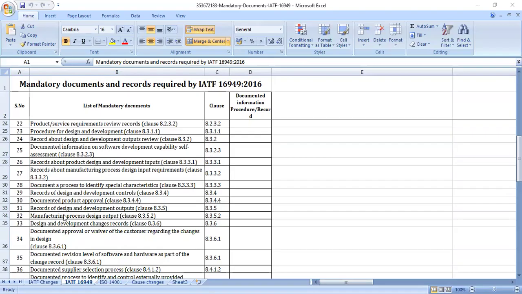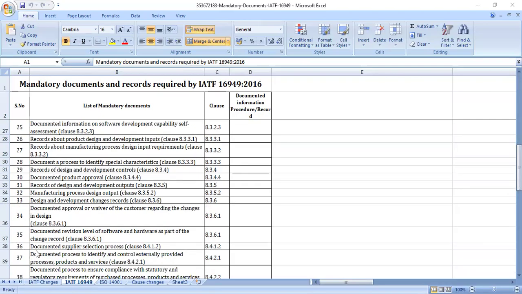25. Documented information on software development capability self-assessment, subclause 8.3.2.3. 26. Records about product design and development inputs, clause 8.3.3.1. 27. Records about manufacturing process design input requirements, subclause 8.3.3.2. 28. Documented process to identify special characteristics.